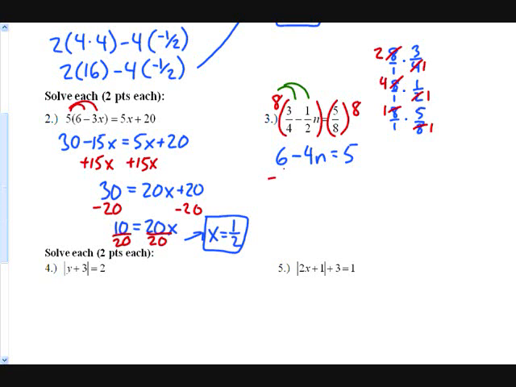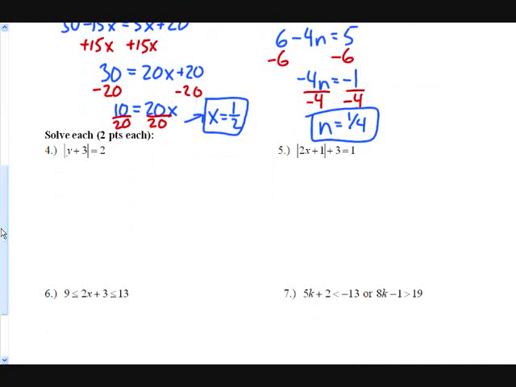So I'm going to subtract the 6 from each side. So I get a negative 4n equals a negative 1. Divide each side by the negative 4. And I find out that n equals a positive 1/4. And that's it.